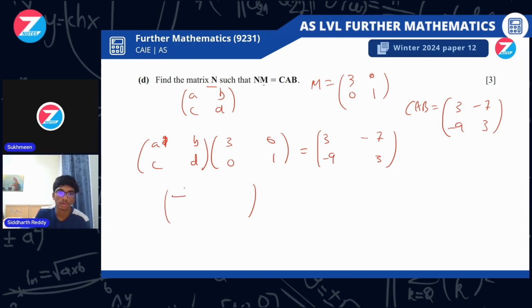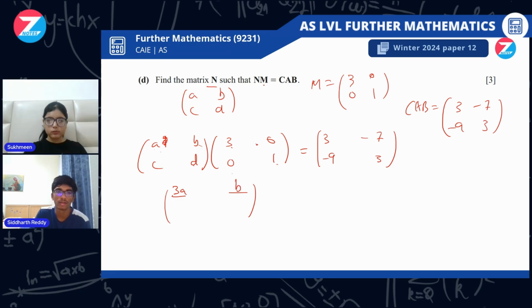So the top left entry will be a times 3 plus b times 0, which is 3a. Top right will be a times 0 plus b times 1, which is b. Bottom left will be c times 3 plus d times 0, so it is 3c. And bottom right will be c times 0 plus d times 1, which is d. So this is equal to 3, minus 7, minus 9, 3.